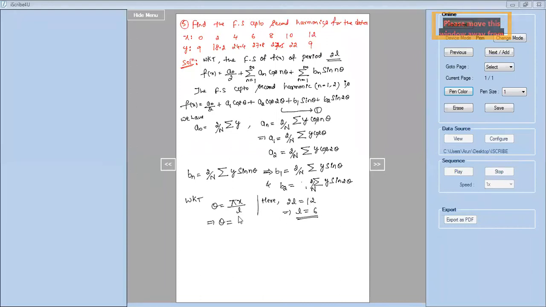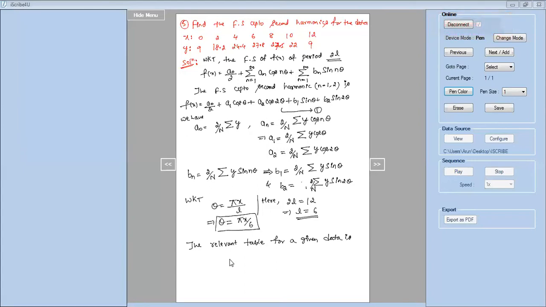So substitute that value of L here. So therefore we get theta is equal to pi x by 6. So this is the expression for theta. Now with this, let us write the data table. We'll construct a data table for the problem. So let us construct a data table for the given data.